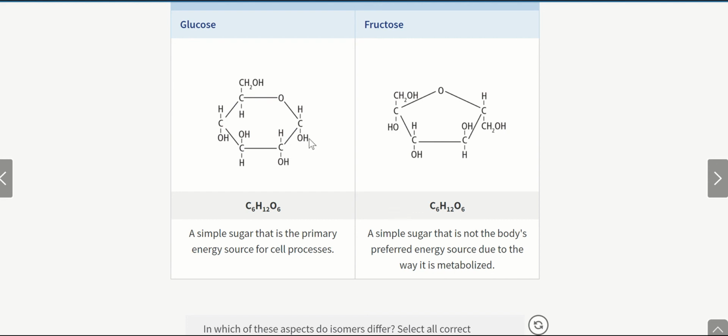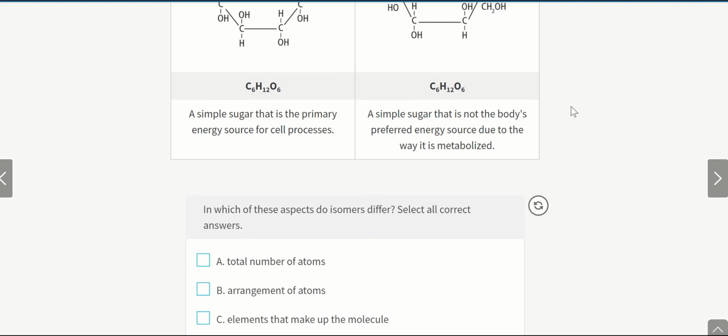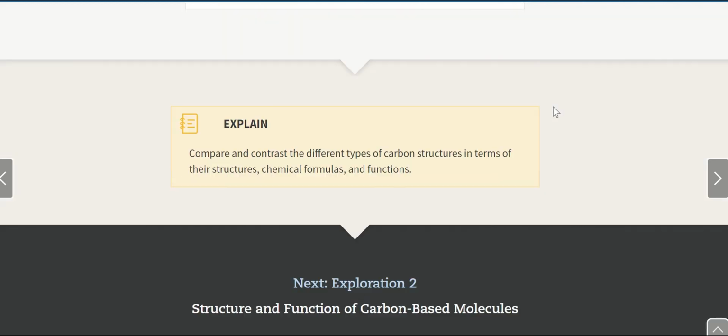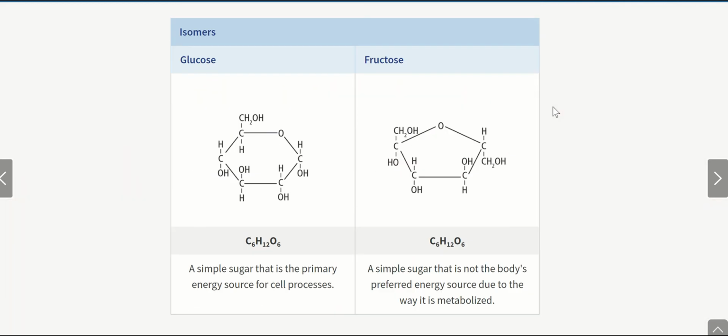So they're bonded differently. However, if you count up the number of atoms here, there's going to be 6 carbons, 12 hydrogens, and 6 oxygens. Same with over here. You can count them up. That's called an isomer. An isomer is when they have the same formula.